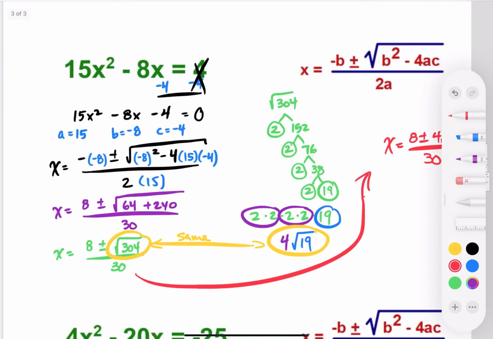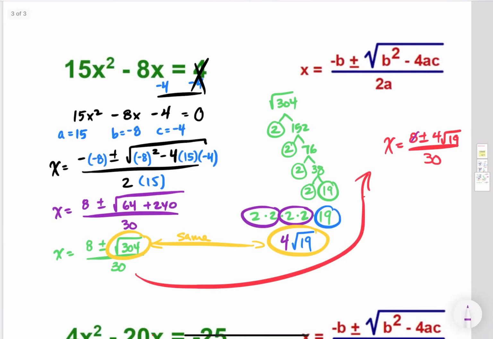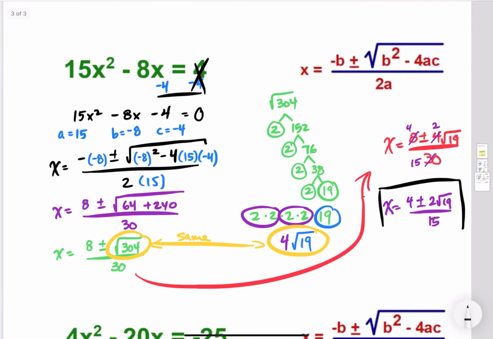All we got to do is simplify, because we know that we could divide the 8, the 4, and the 30 by 2. So this becomes 4. This becomes 2. This becomes 15. So I could divide all of them by 2. So now our final solution, x is equal to 4 plus or minus 2 root 19 all over 15. So this is my final solution. I'm going to leave it like this.